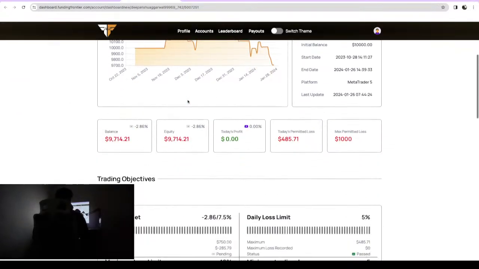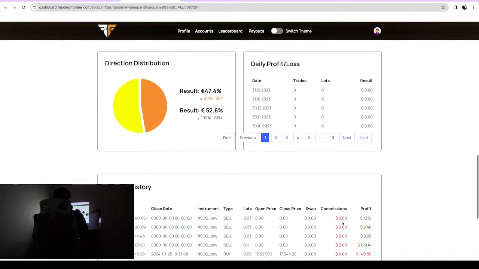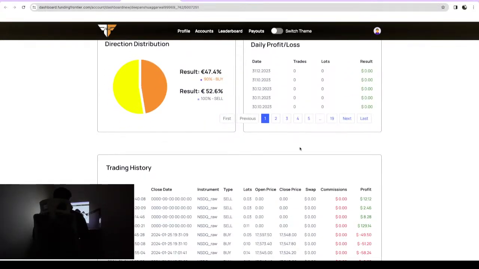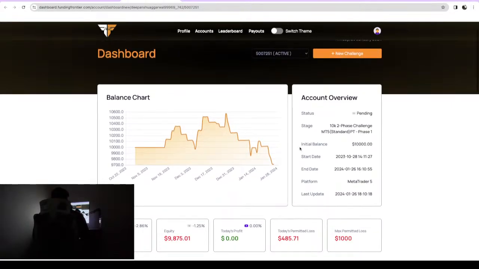This is the account dashboard, brother. This is our current equity balance, 9714. This is the running trades profit. If we close it right now, these are 4 trades which are running in profit. Okay, $10,000 account.